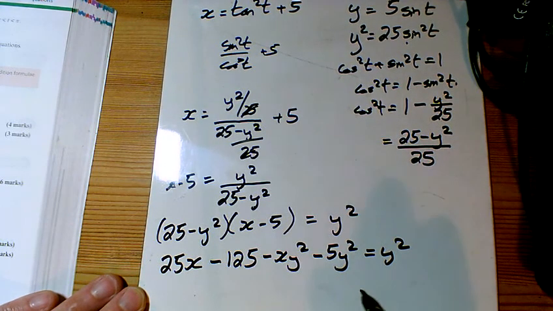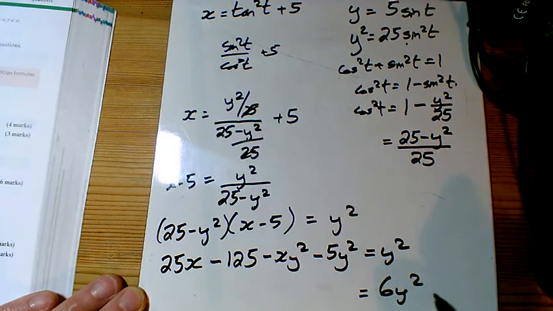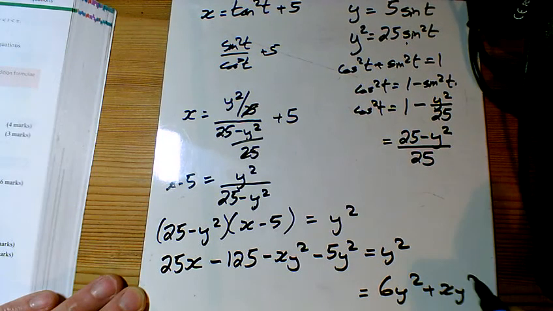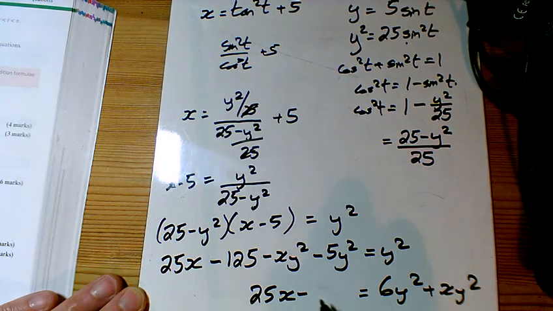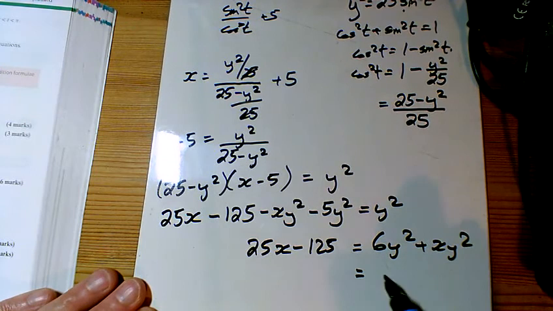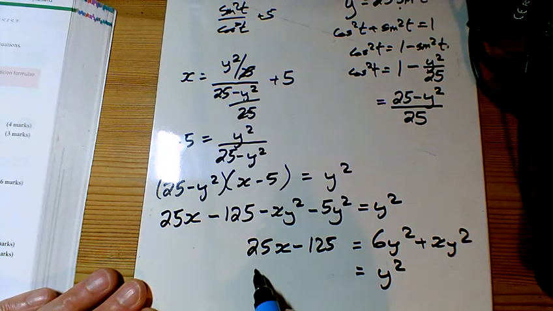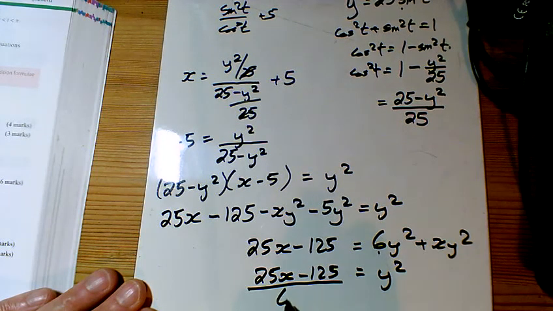Let's add all the y squareds over here. So I've got 6y squared plus xy squared. And here I've now just got 25x minus 125. Now I'm going to factorize and divide. So I've got 25x minus 125 divided by 6 plus x.